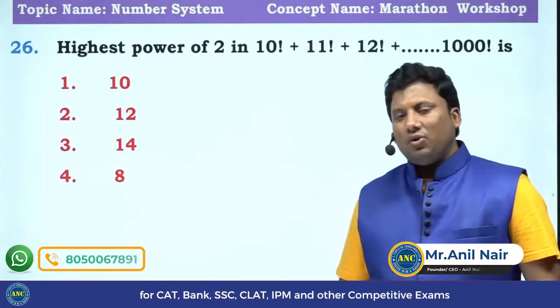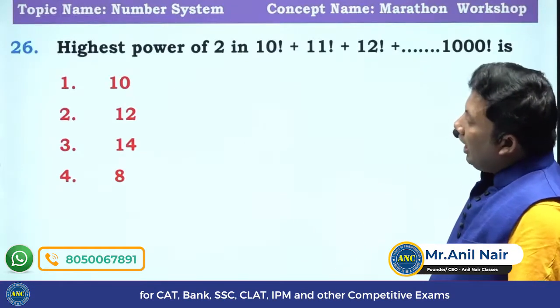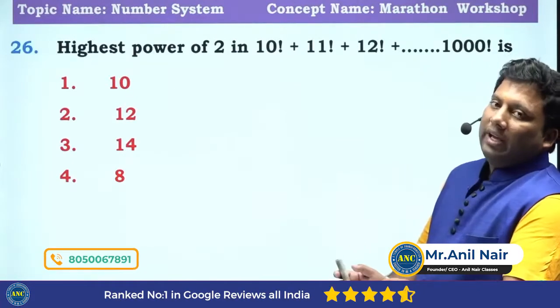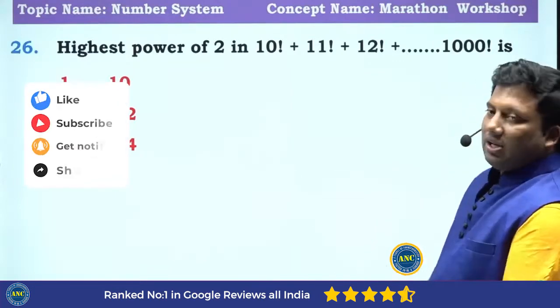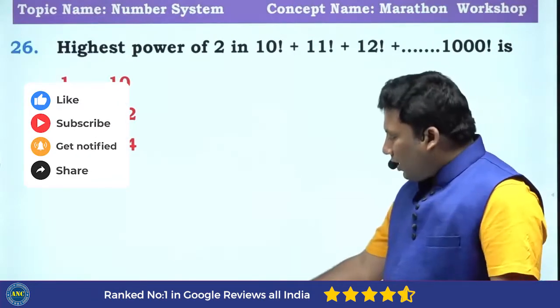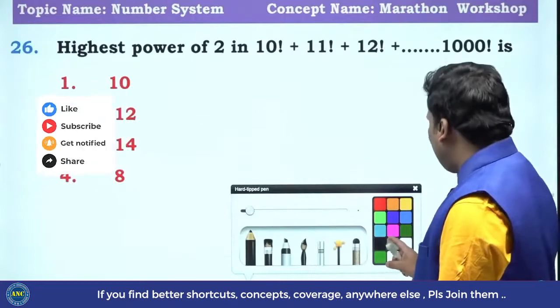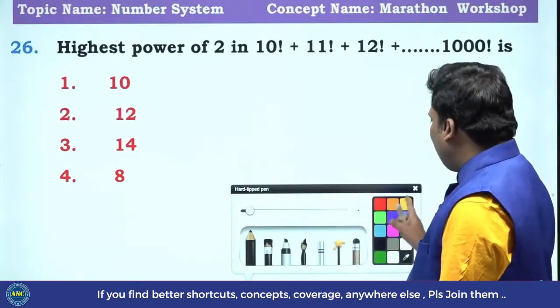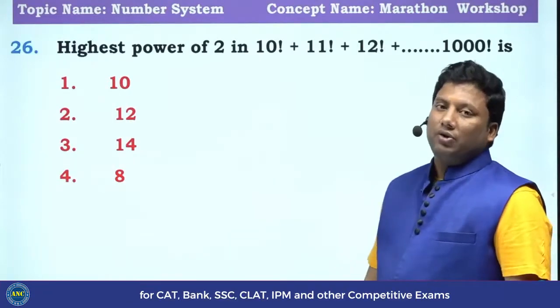26th. Please write down this question. Highest power of 2 in 10 factorial plus 11 factorial plus 12 factorial and so on up to 1000 factorial. What is the highest power of 2?